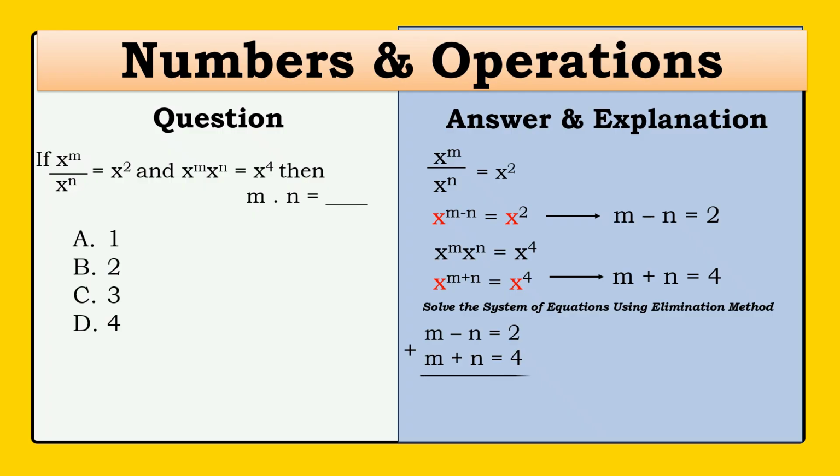Add the equations. So we have 2m is equal to 6. Then solve for m by dividing both sides of the equation by 2. So m is equal to 3. Substitute into one equation. So 3 plus n is equal to 4. And n is equal to 4 minus 3, and it gives the answer of 1. Finally, find m times n.